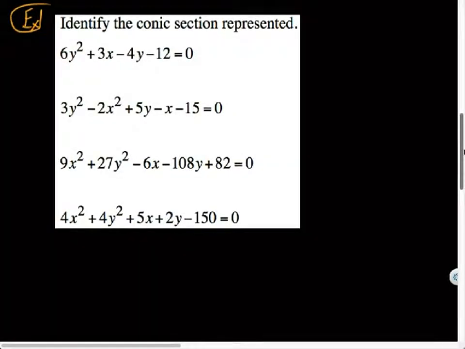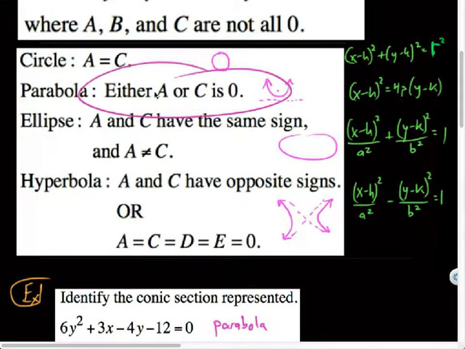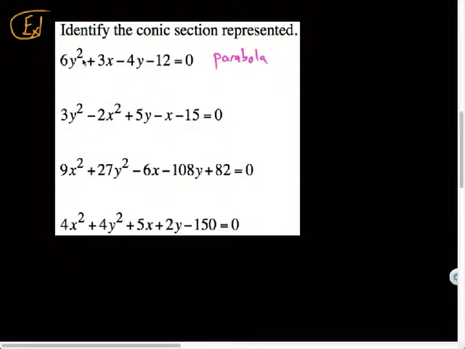So for our first example, it says identify the conic section represented. So looking at this, what type of conic do you suspect that is based off of our information? Well, there's only one squared term, so this is actually a parabola because there was no x squared term to match it, right? So A or C was equal to 0, so it's a parabola. The A was 0, since there was no x squared term. All right, so check this out.